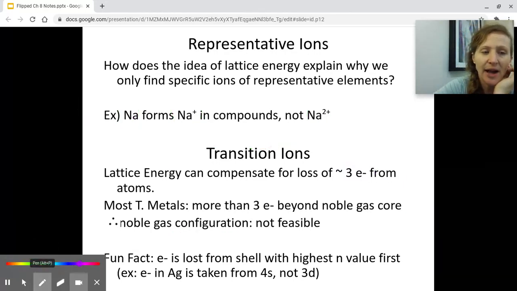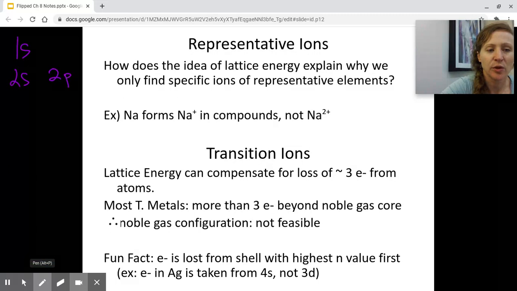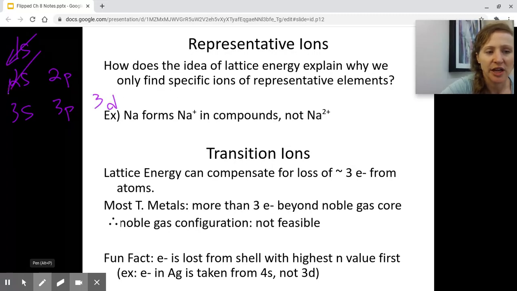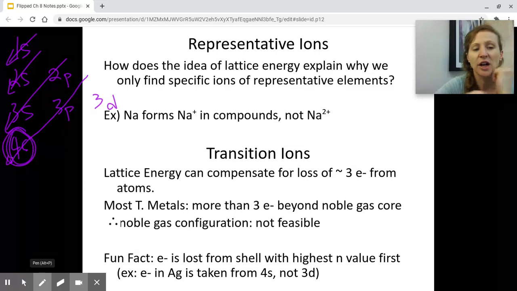Fun fact about electrons lost from a shell: we have talked about the order of filling, and how we have to follow the Aufbau principle order of filling. If we take the same information on the periodic table and draw slashy lines through it, we see that 4s is going to fill with an electron before 3d ever does.